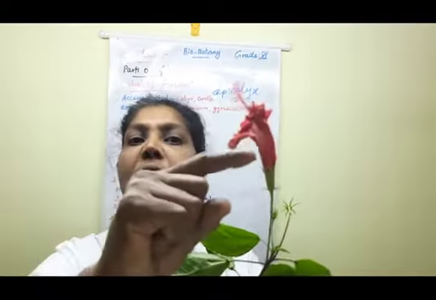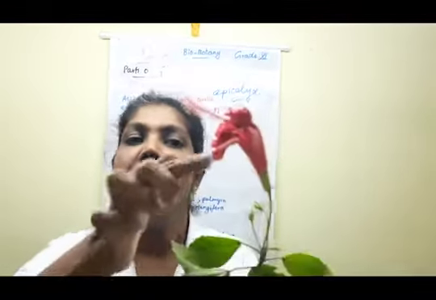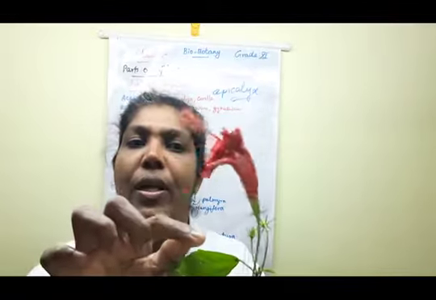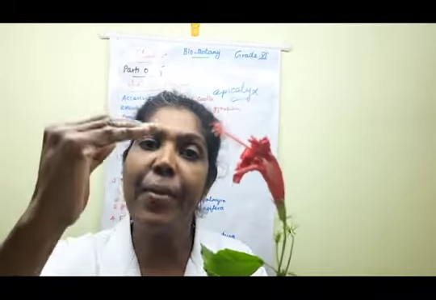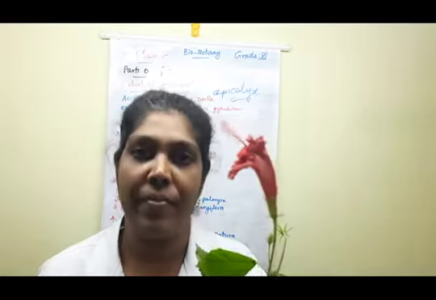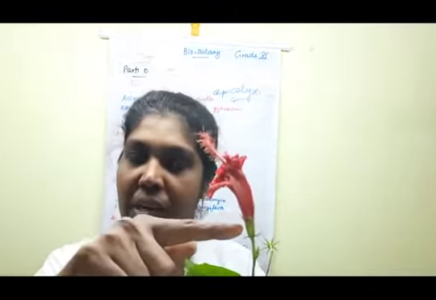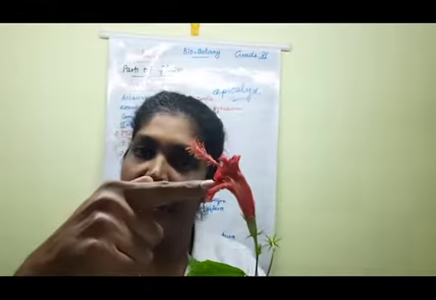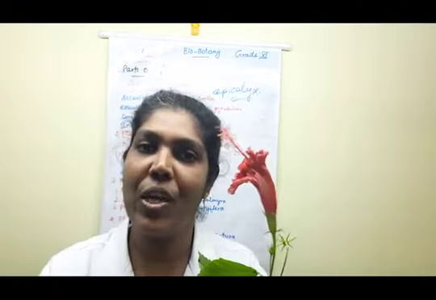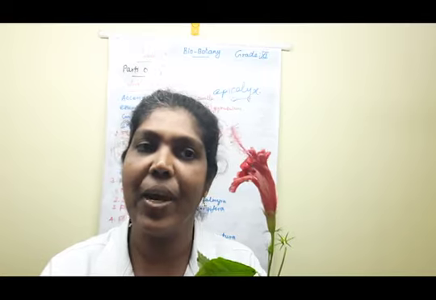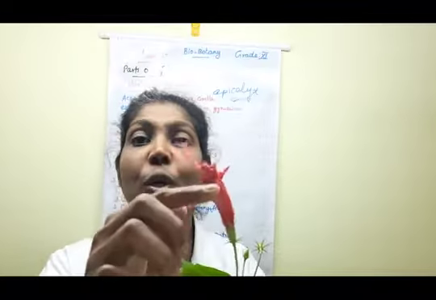This is the corolla wall. Clear, children? This corolla wall is the innermost layer of the accessory wall. The outermost layer of the accessory wall is the calyx wall. The innermost layer of the accessory wall is called the corolla wall. Very good.